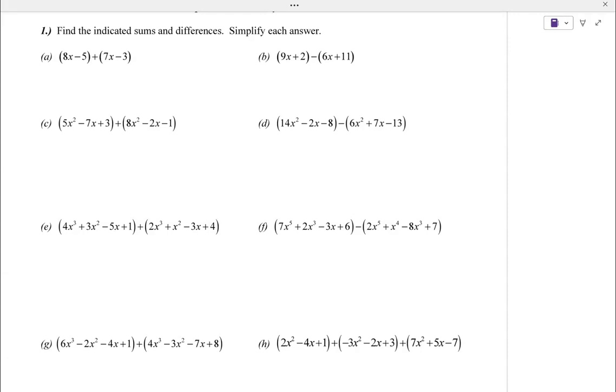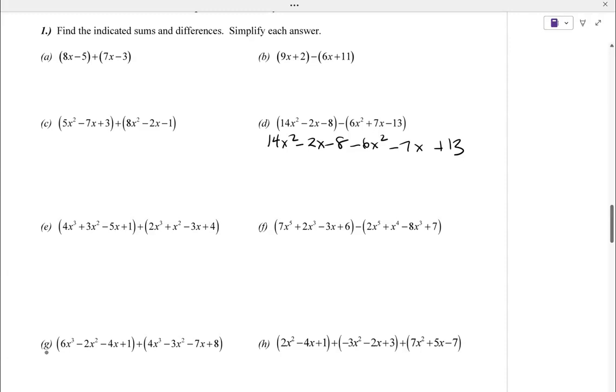Let's look at part D together real quick. In this part D, we're subtracting 2 polynomials. So what did I say you probably want to do first to make sure you don't mess up your signs? Yeah, distribute that minus sign through, right? So I'll have 14x squared minus 2x minus 8, sorry. What do you get when you distribute the minus sign through everything? Yeah, minus 6x squared minus 7x plus 13. Good.